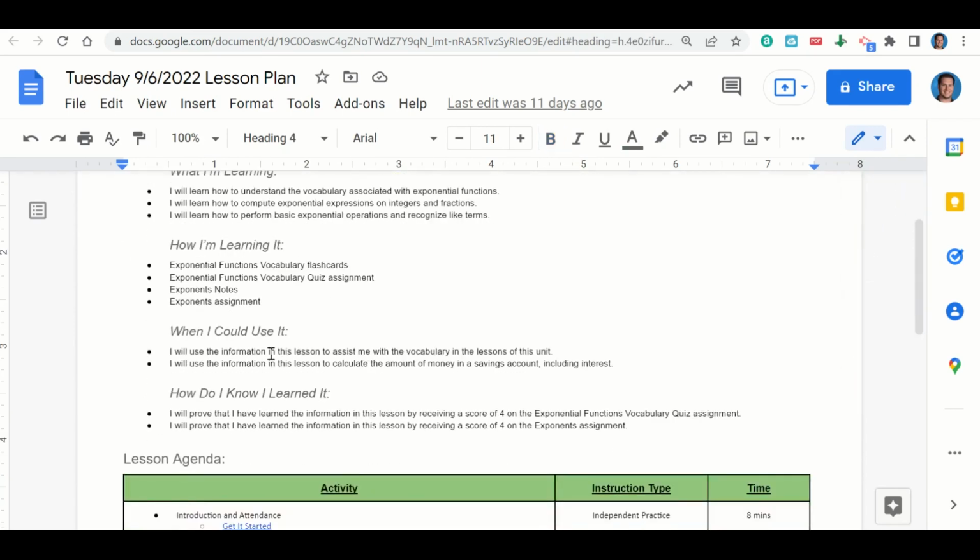When can we use the information in this lesson? To assist with the vocabulary in the lessons for this unit, and to calculate the amount of money in a savings account, including interest. How do we know we learned it? By getting a score of 4 on the exponential functions vocabulary quiz assignment, and a 4 on the exponents assignment.